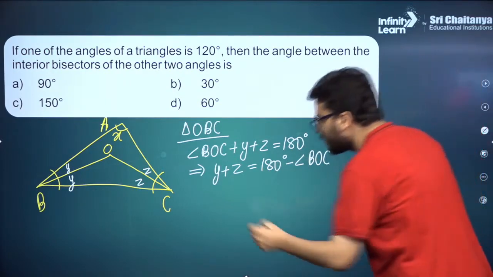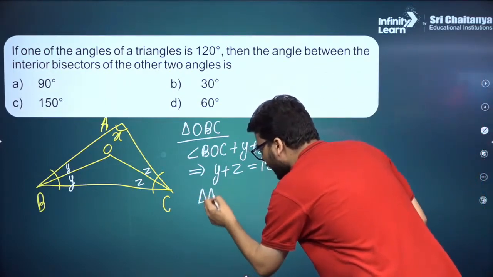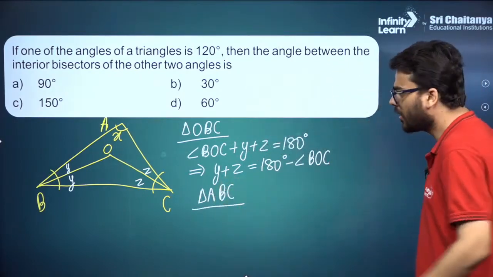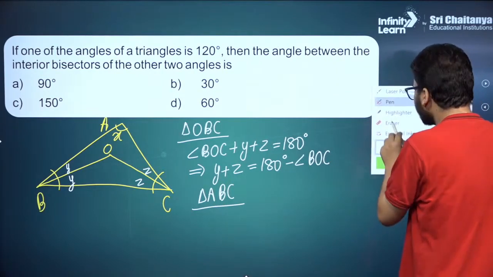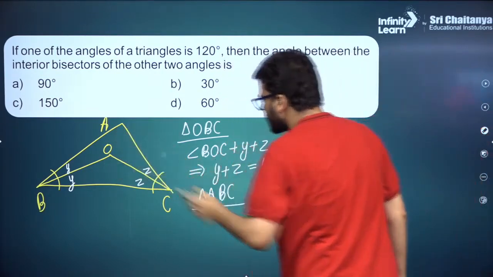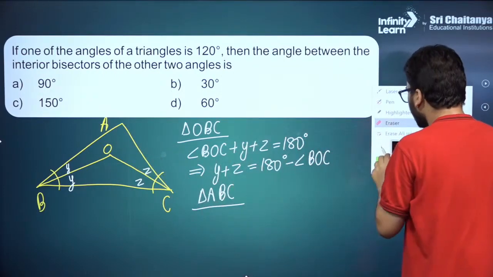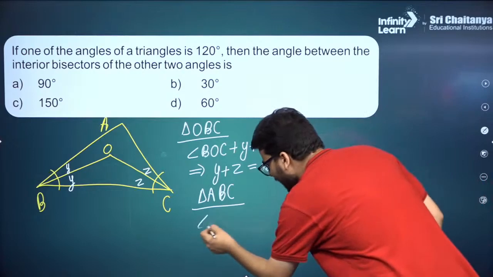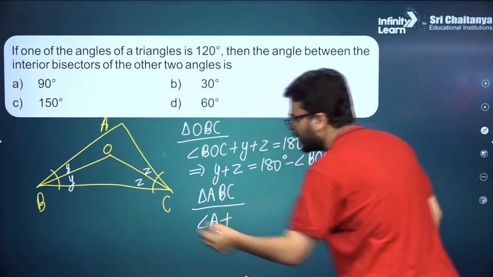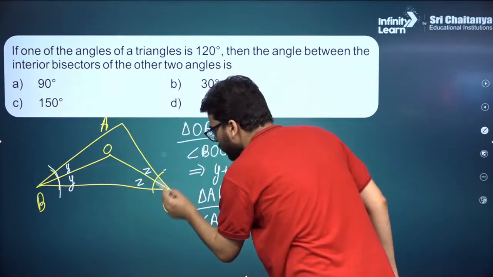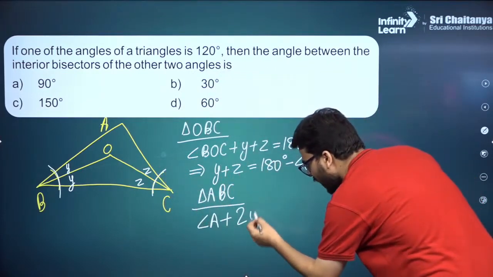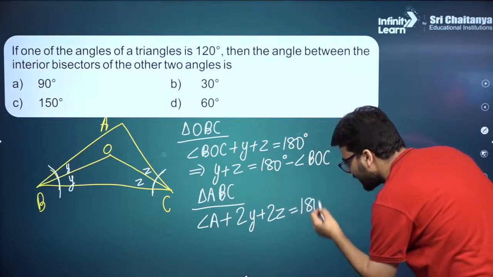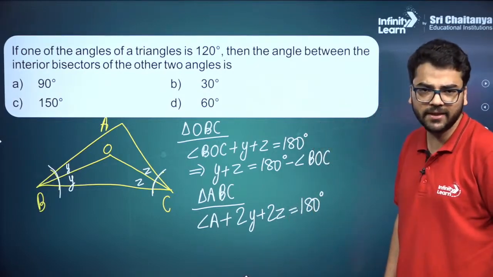In the same manner, if I take triangle ABC over here, you don't need to take it to be angle X. That is not useful over here. You can take it, it's all up to you, but it is not useful, therefore I'm removing that. So in triangle ABC, can I say that angle A plus 2y plus 2z is equal to 180 degrees? Can I say it over here, guys? I hope you agree with this thing.